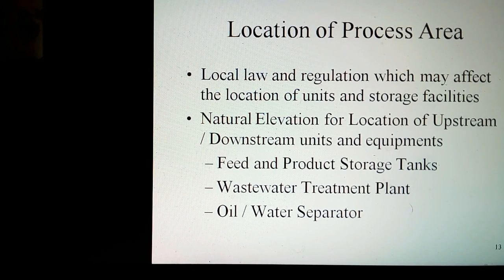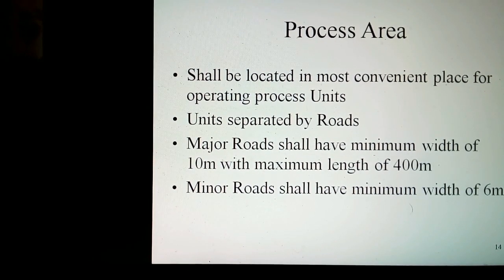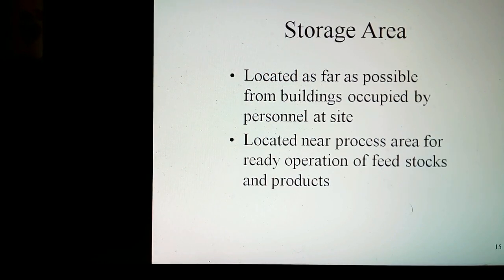Natural elevation for location of upstream or downstream units and equipment, such as feed and product storage tanks, wastewater treatment plant, oil and water separator. These are arranged as follows. The process area shall be located in the most convenient place for operating the process units. The units shall be separated by roads. Major roads shall have minimum width of 10 meters, with maximum length of 400 meters. The minor roads shall have minimum width of 6 meters.